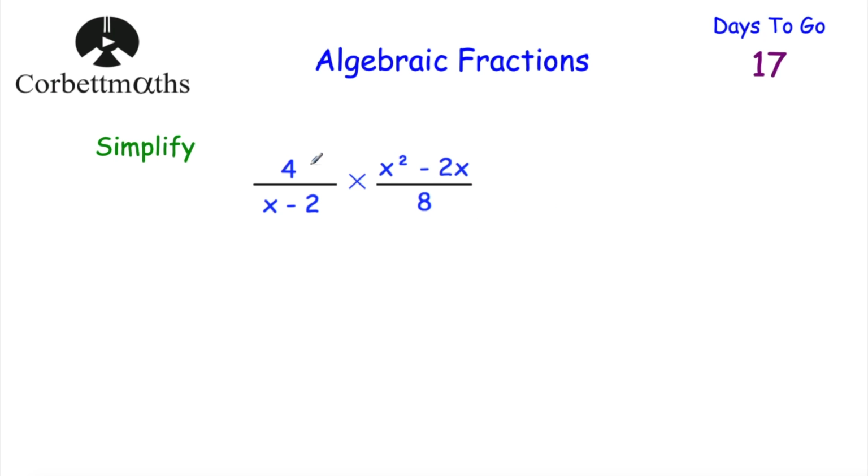Okay, so we've had a look at how to simplify algebraic fractions. Now let's look at multiplying algebraic fractions. Remember, to multiply fractions, you just multiply the numerators together and you multiply the denominators together. So if I wanted to multiply these algebraic fractions together, I could just multiply the numerators together.